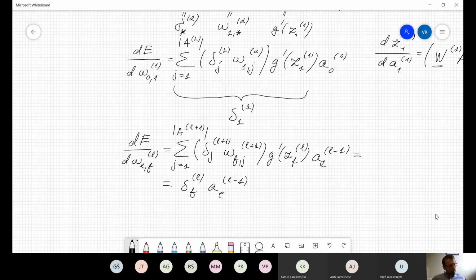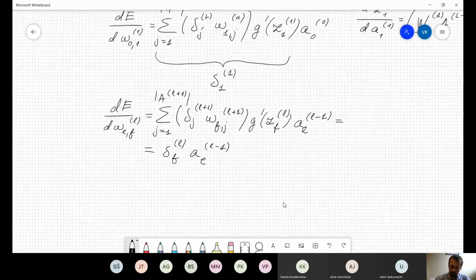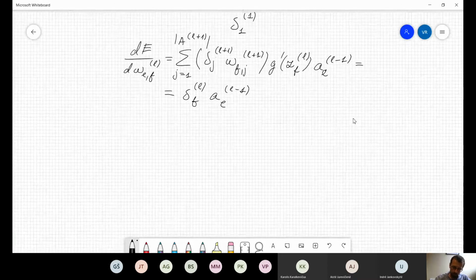Okay, so by calculating these delta values, we can reach any neuron, any weight in the network and do the update. So this is a recursive operation: multiplication, summation, etc., and it reaches all the weights in the network.